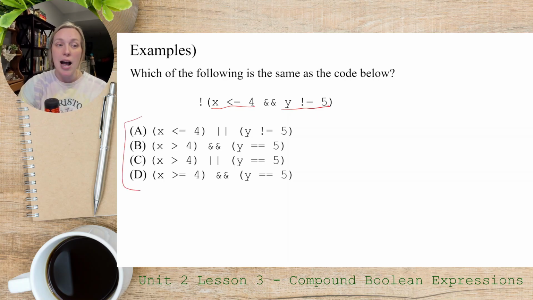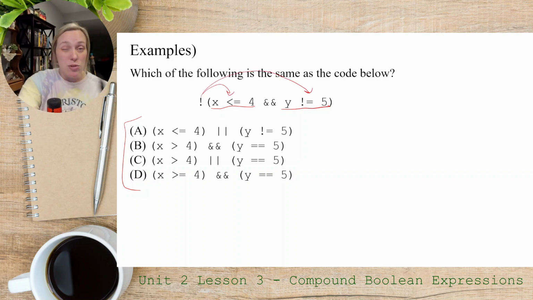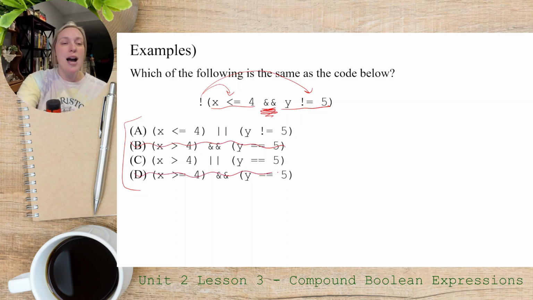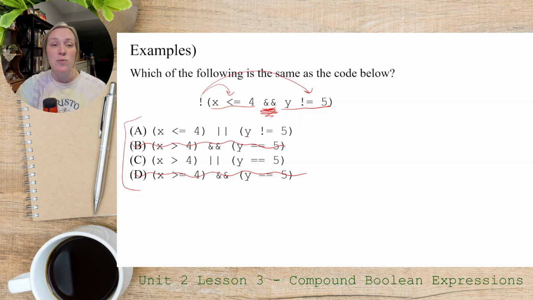Okay, so you can see how in the choices, the negation is gone. So that means you've got to give it to both. This is a direct use of DeMorgan's law. Give it to both, and then switch this logic sign here. So I can already tell you that B and D are not it because they never even switched the logic sign.